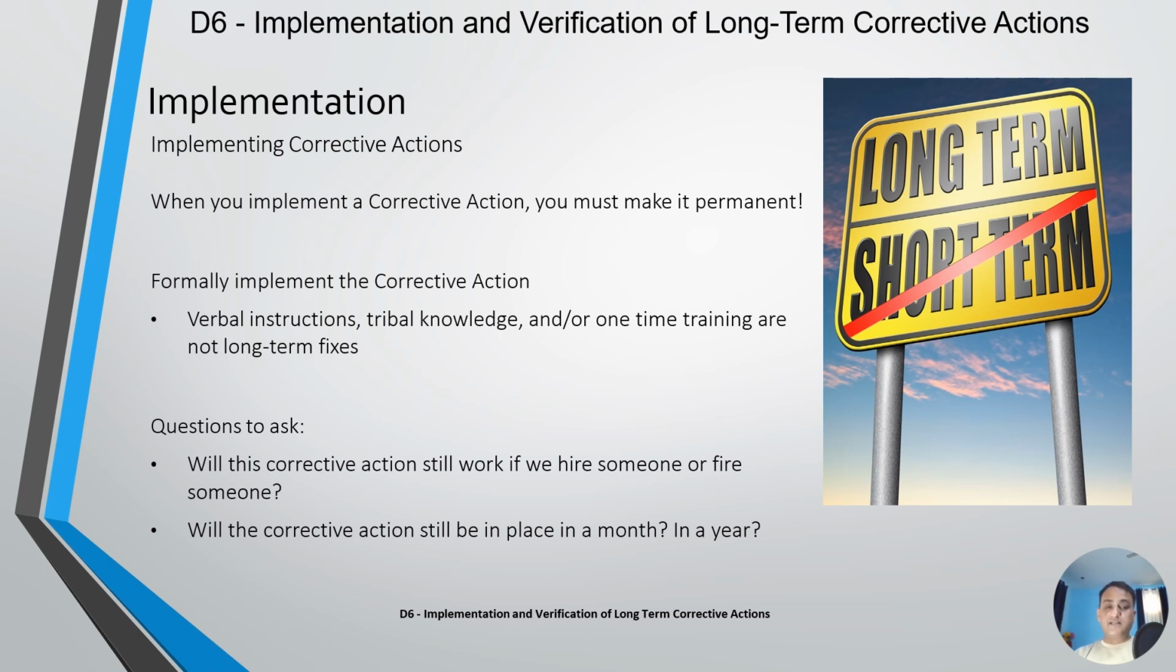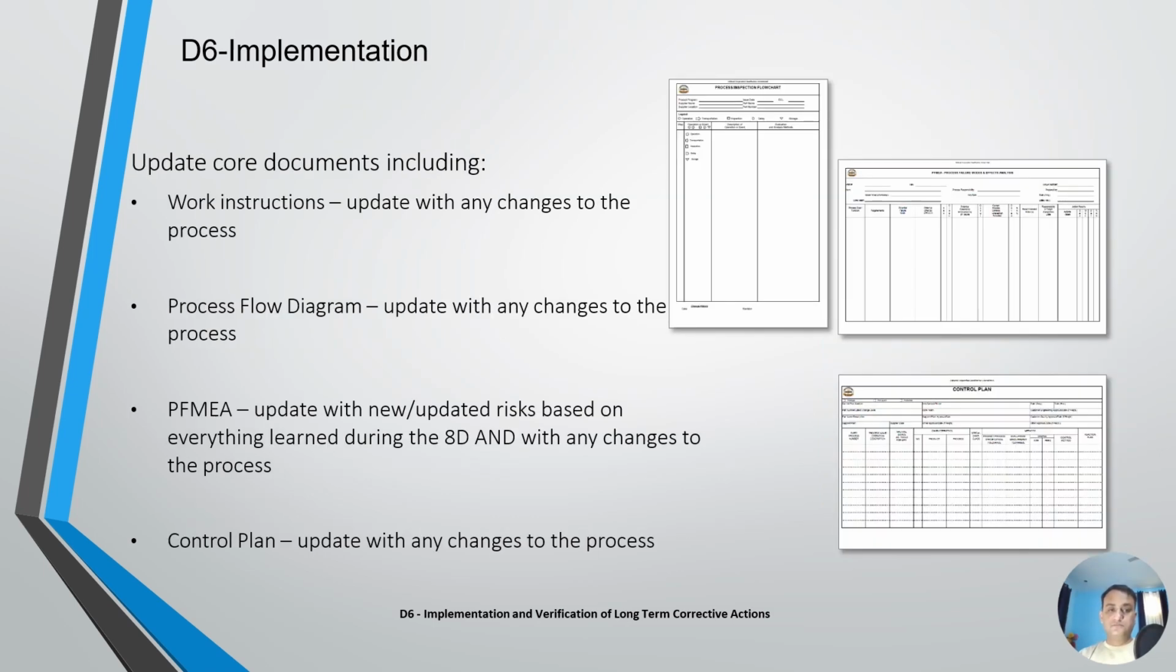Questions to ask at this stage are: will this corrective action still work if I hire someone or fire someone from this stage? Will the corrective action still be in place after a month or after a year? Make sure that during the implementation you update all the respective SOPs, process documents, and process flow, so that in the long term the operator can refer to the changed documents and the problem does not reoccur.